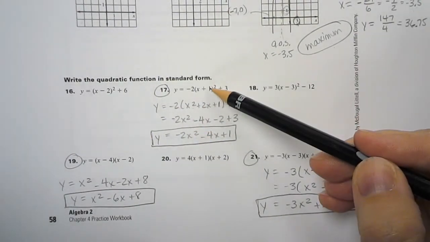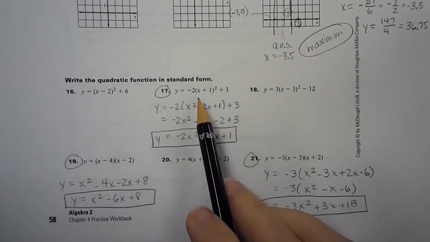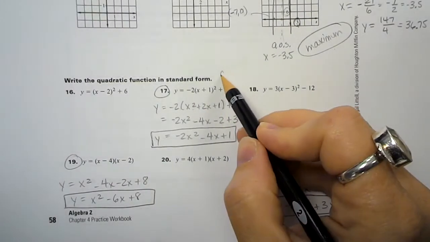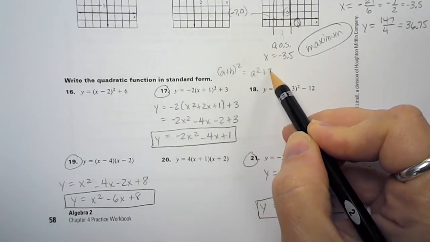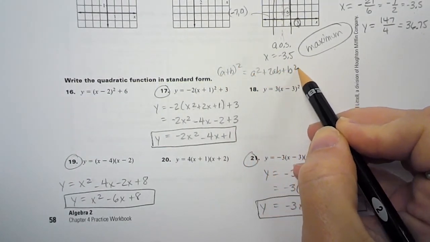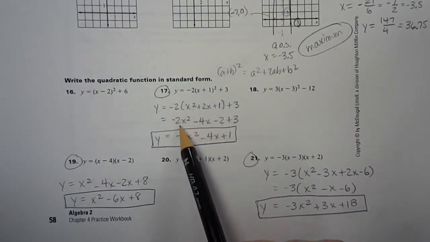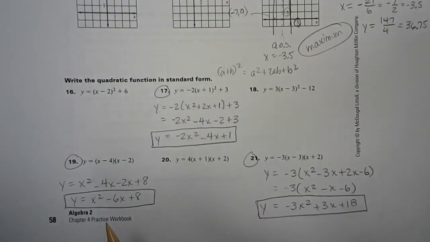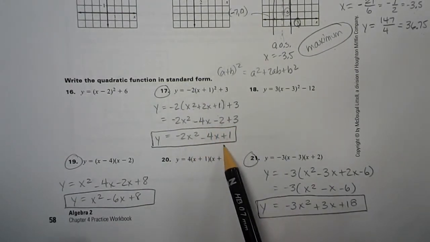Here you're going to use the same methods that you used back in Algebra 1. X plus 1 squared is in the form of a plus b squared, which is the same thing as a squared plus 2ab plus b squared, if you remember that. So that becomes pretty easy. Then you distribute your -2. Now I combine my like terms, and I get the final answer.